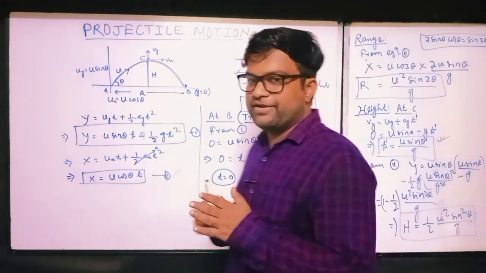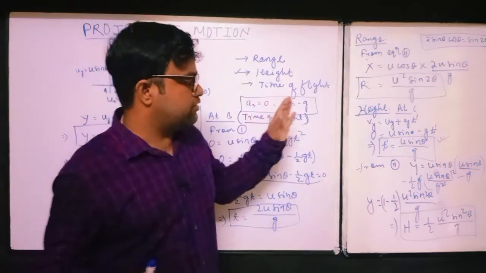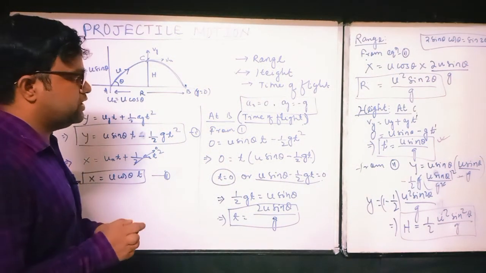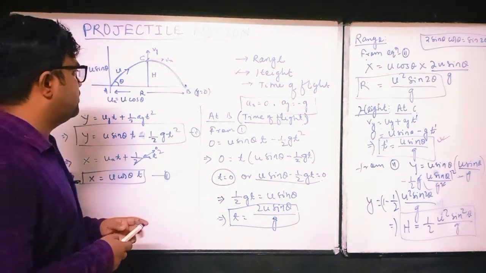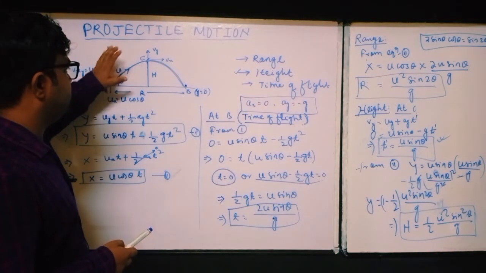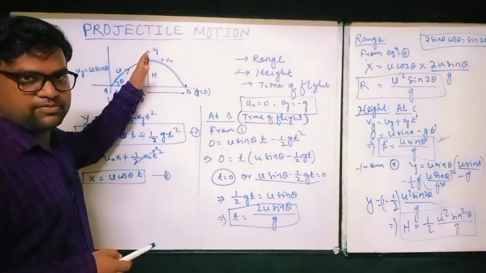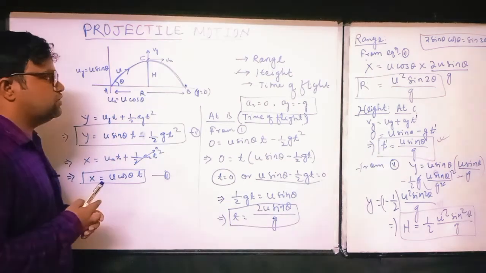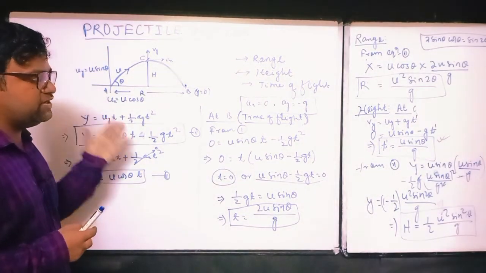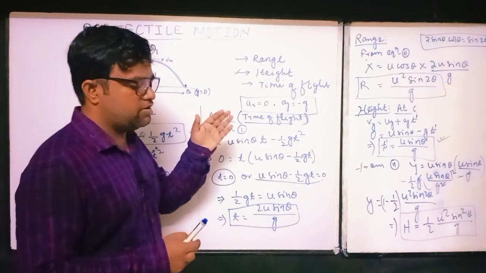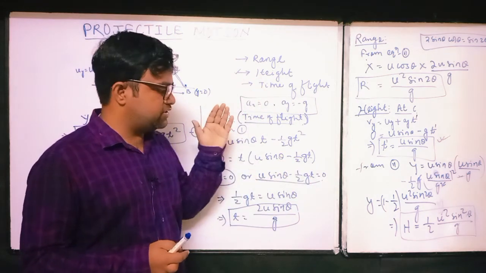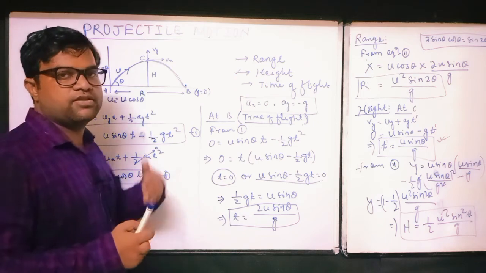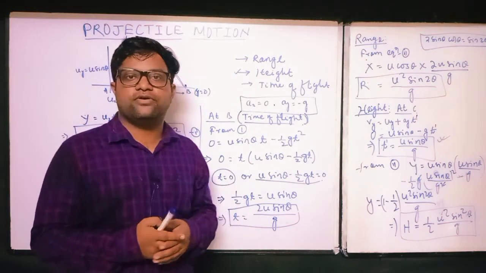So this is the complete derivation for range, maximum height and time of flight. How much time does it take to reach the maximum height? Exactly half of the time of flight. We have derived all these things very clearly. Still, if you find any difficulties or anything not clear, you can comment. If possible, I'll make a separate video and clarify your doubt.